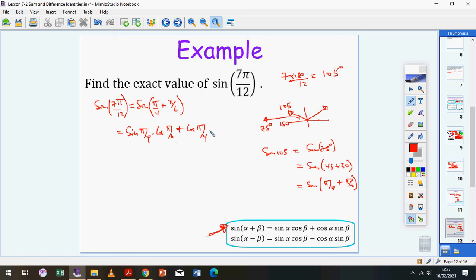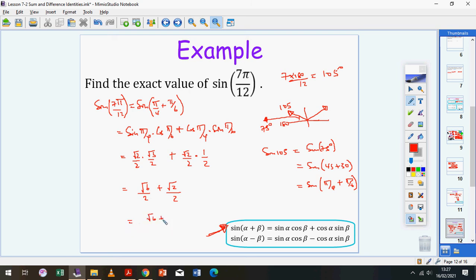Now I know sine pi over 4 is root 2 divided by 2. Cosine of pi over 6 is root 3 over 2. Cosine of pi over 4 is root 2 over 2. And sine of pi over 6 is 1 out of 2. So I end up with square root of 6 divided by 2 plus square root of 2 divided by 2, which gives me square root of 6 plus square root of 2, all divided by 2.